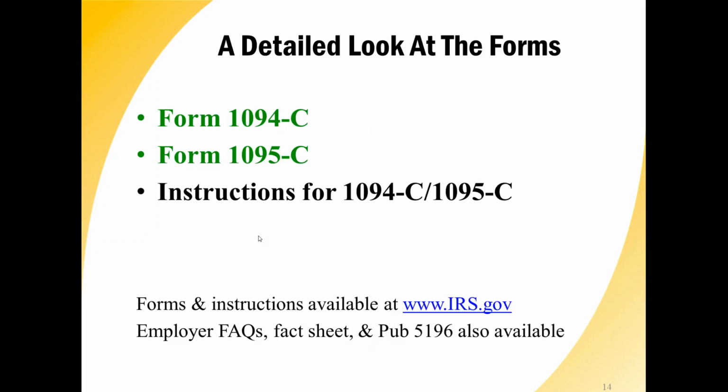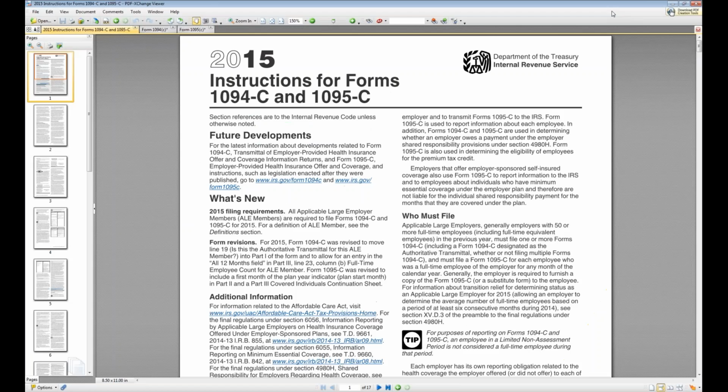Now I want to look directly at the forms. I'm going to take a very brief look at 1094C, and then I want to look at 1095C in a little bit more detail. I'm going to flip at this point over to the PDFs, and I hope they'll come up cleanly on your screen. What you should see on your screen now is a copy of the instructions up in the upper left-hand corner, the 2015 instructions for Form 1094, 1095C.